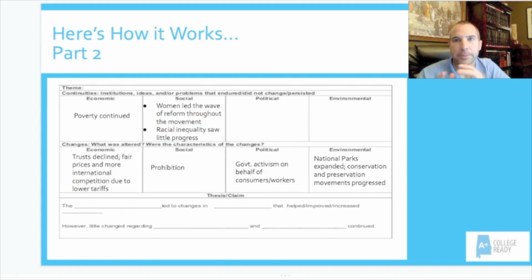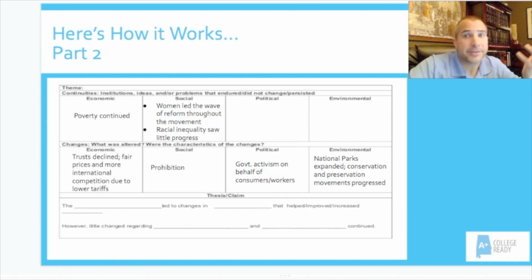Hopefully they could see it a couple times a semester, just to see the big picture unfold and start thinking in terms of, in this big block of time, what is really changing and what's causing those changes, and ultimately what's history repeating itself over and over again. What problems have we not been able to solve or address, and why? Why do they remain continuities?